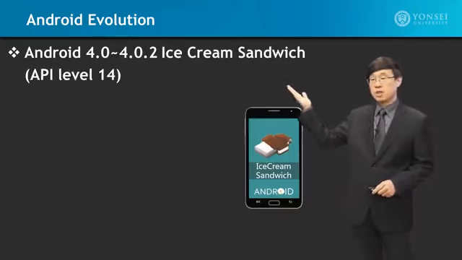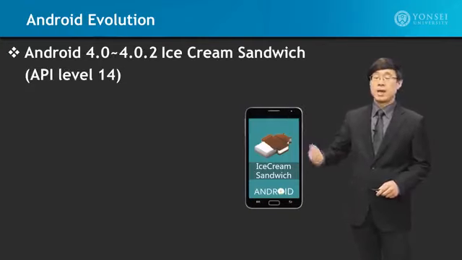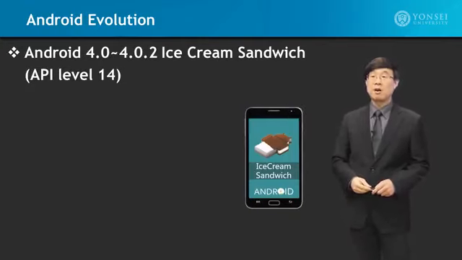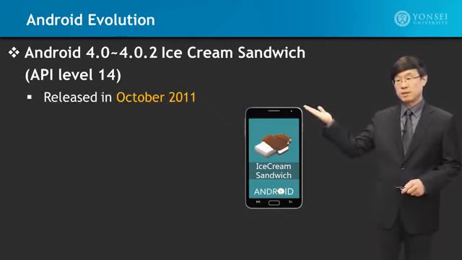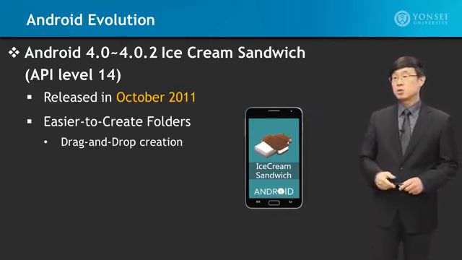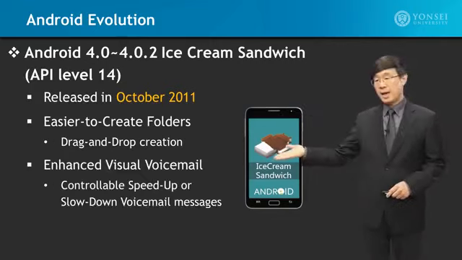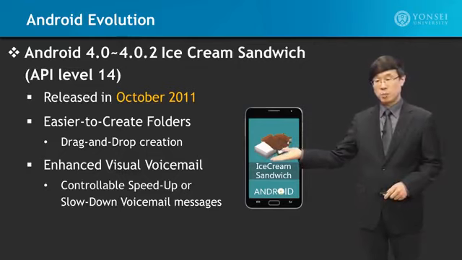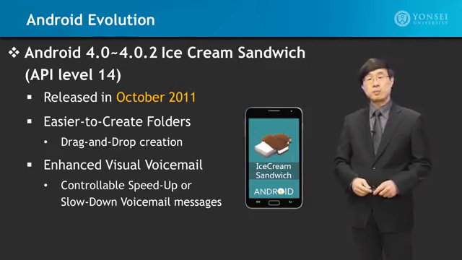Ice Cream Sandwich is Android 4.0 to 4.0.2, and we reach an API level of 14. This was released in October of 2011, where easy-to-create folders, drag and drop creation was possible, and enhanced visual voicemail was supported through controllable speed up or slow down of voicemail messages.